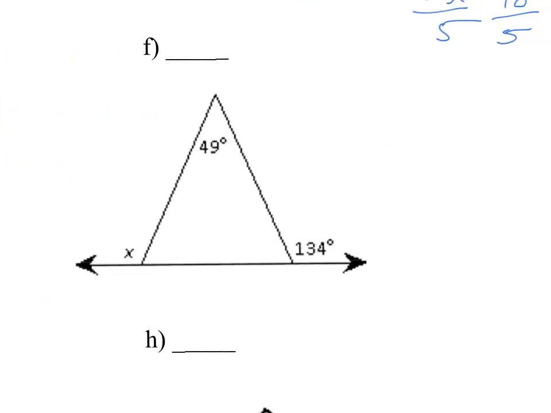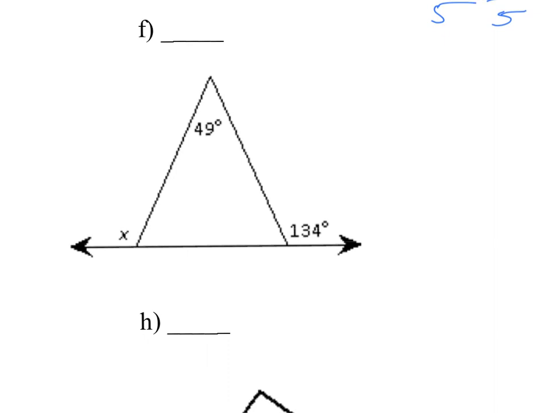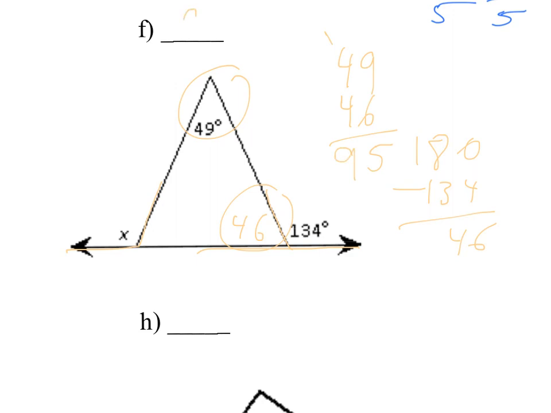And right here, if we have 134, we know that the other angle right here is a linear pair. 180 minus 134 is 46 degrees. Which means this exterior angle is equal to the sum of the two remote interior. So x is equal to 49 plus 46, which is 95.